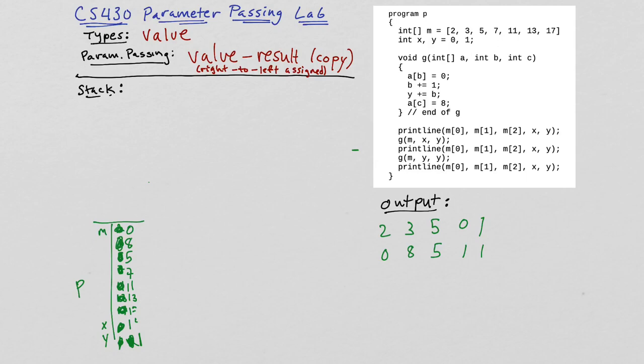So now we are going to do the second call to G. So we're going to set up a stack frame for G, give it an A, which gets copied up, 0, 8, 5, 7, 11, 13. That should have been, that was a 17 that got erased. 17, and then into B and C, we're copying the current value of Y in each case. Okay, so now we're going to execute the code.